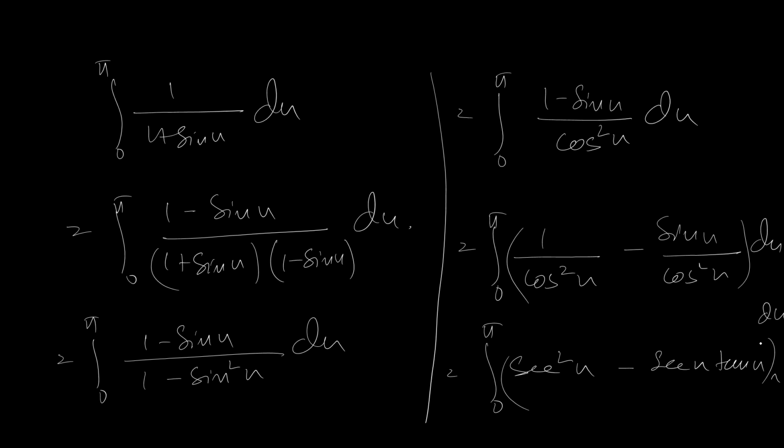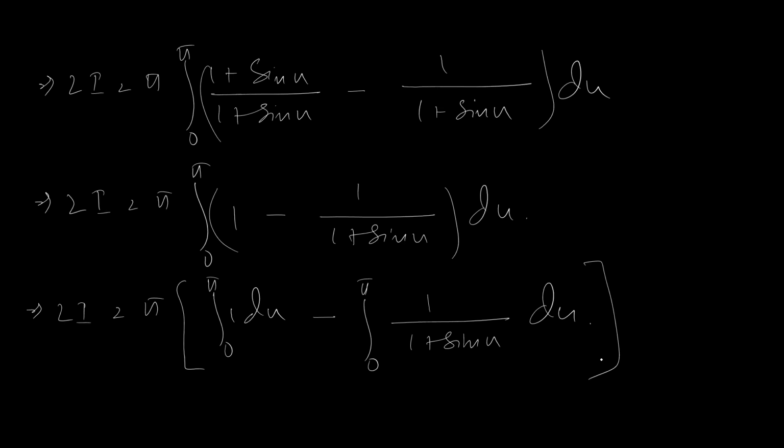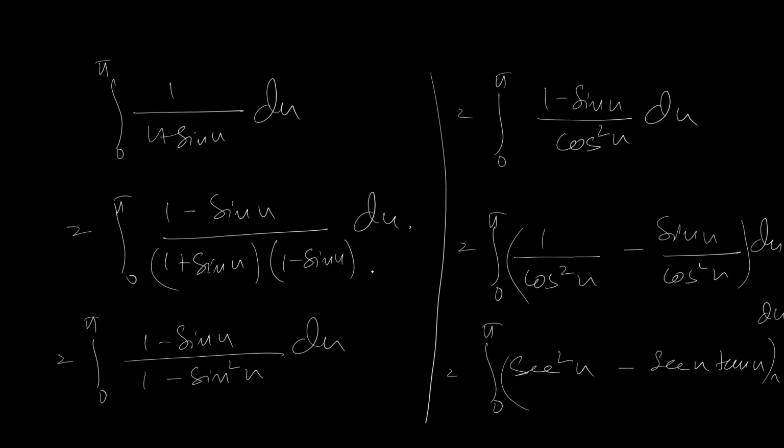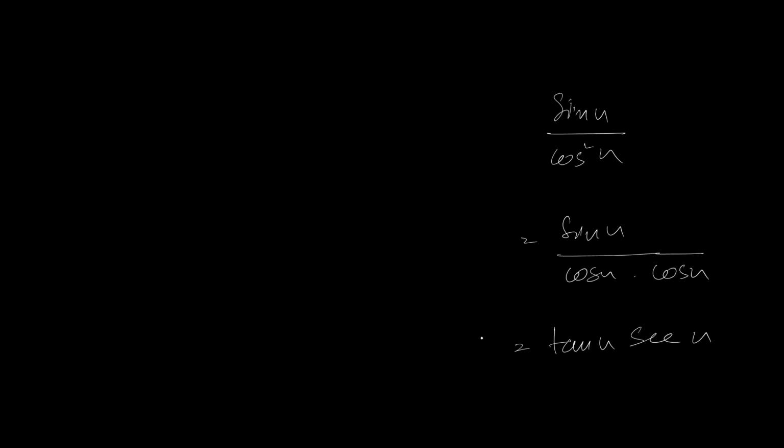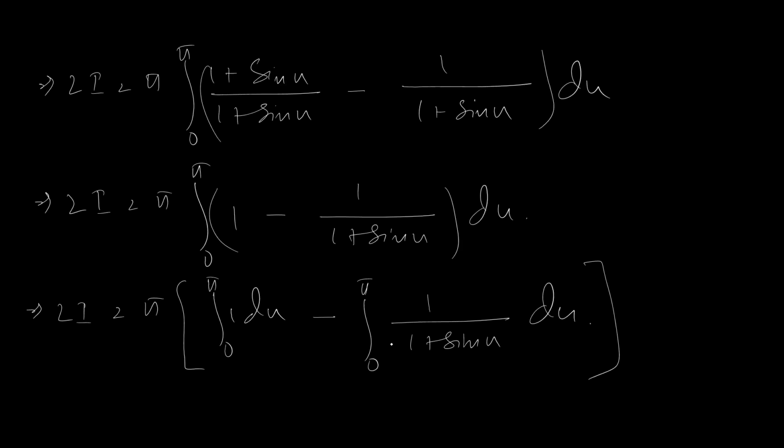So this whole thing I will write in here, because I have already solved it. This is what I got here. Twice I is equal to pi. Let me write it down.